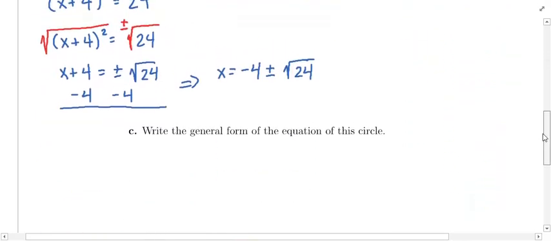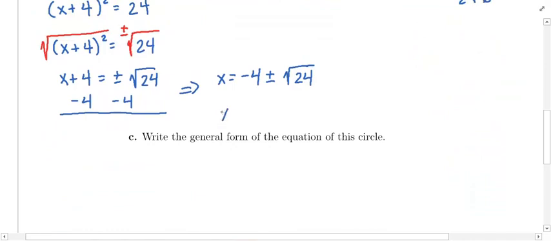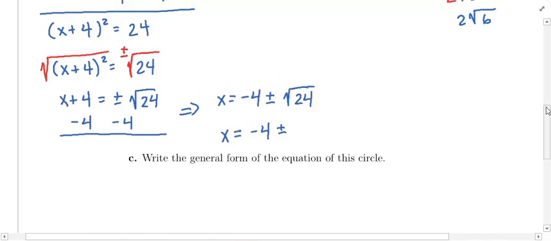So to write our x-intercepts here, we're going to write -4 plus or minus the square root of 24, which is the same thing as 2 times the square root of 6. So there we go. This is the exact answer. It is not a decimal.